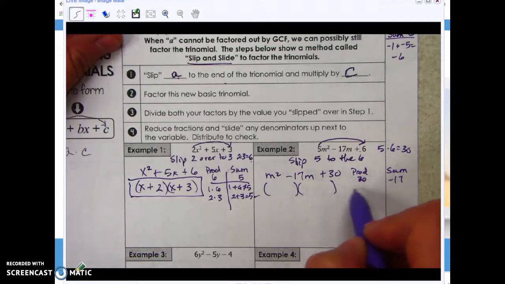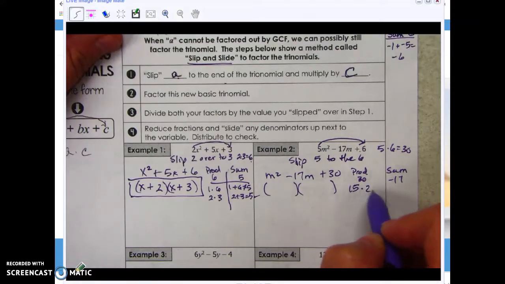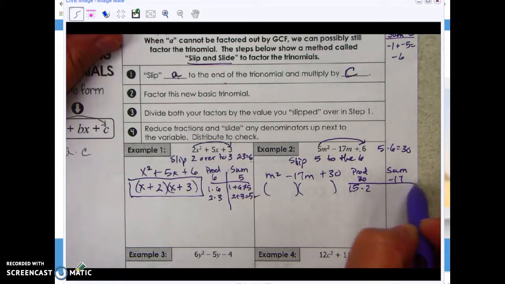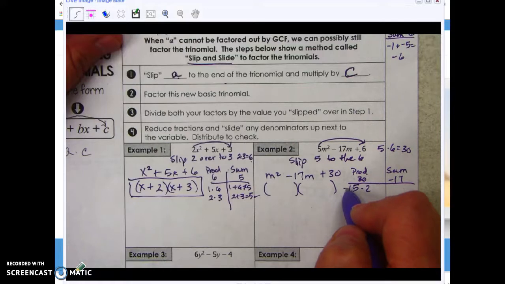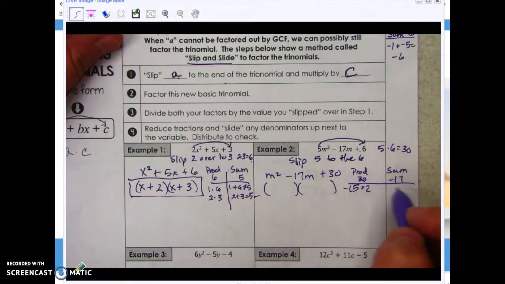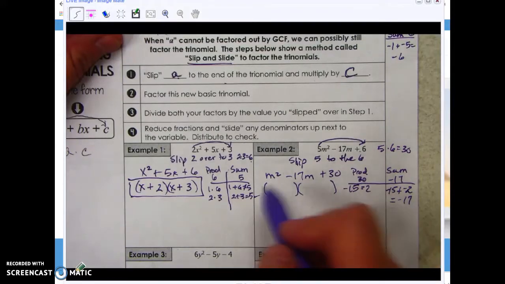So for this one, we're going to look at 15 times 2. That would give us positive 30. But if I add those together, it would give me a positive 17. I need a negative 17. So negative 15 and negative 2. And that will give me negative 15 plus negative 2 equals negative 17. So there I go. Those are the numbers that I'm going to use.